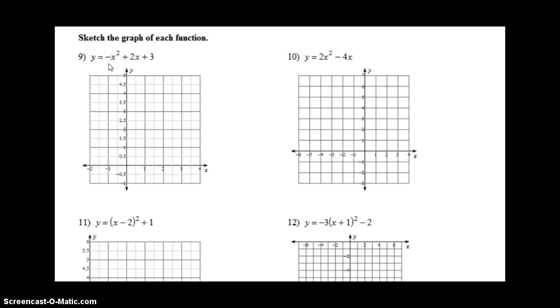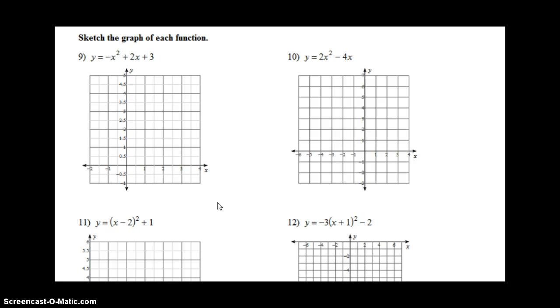We can figure out the y-intercepts by looking at the last term here, positive 3. And we can figure out the vertex by doing the formula negative b over 2a. So go ahead, factor this, find the x-intercepts, do negative b over 2a, and do that for 9 and 10. When you're done, unpause the video.